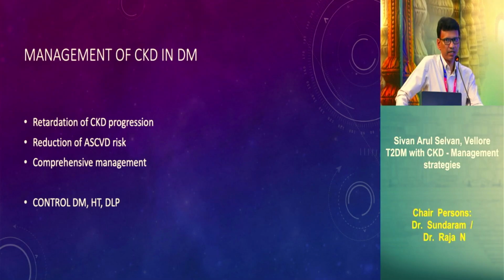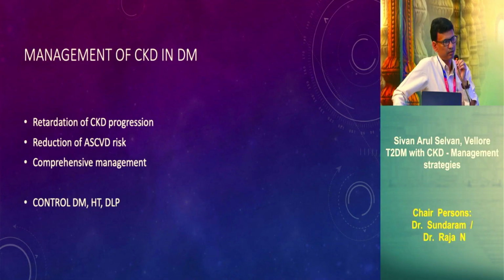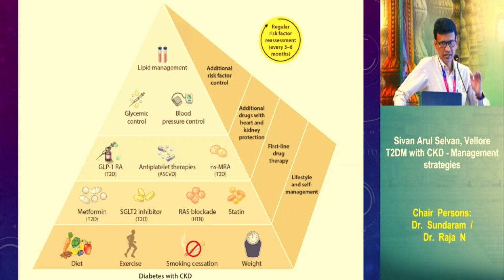So this is about diabetes management in CKD. Now, how to manage CKD in diabetes? Again, the aim should be not just diabetes control. You should try to prevent the progression of diabetic kidney disease. We should also address the excessive ASCVD risk. So it should be a comprehensive management, not just diabetes but hypertension, dyslipidemia, etc. All these things you should address in an individual patient.